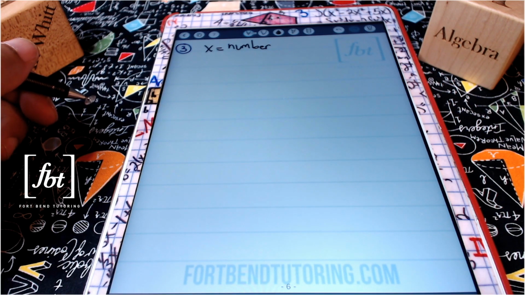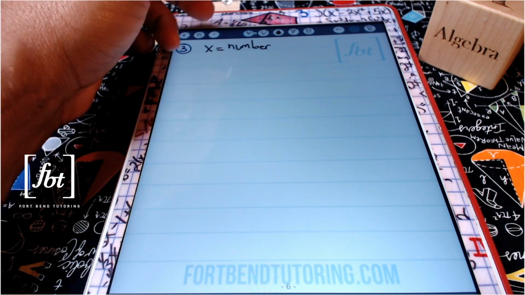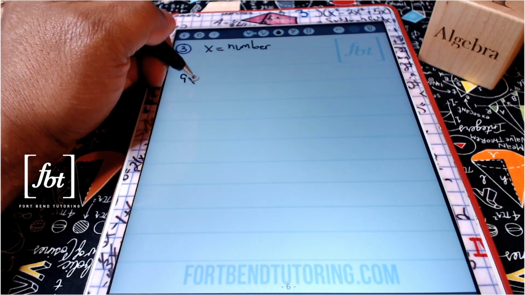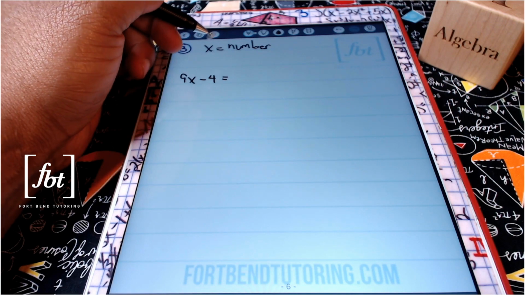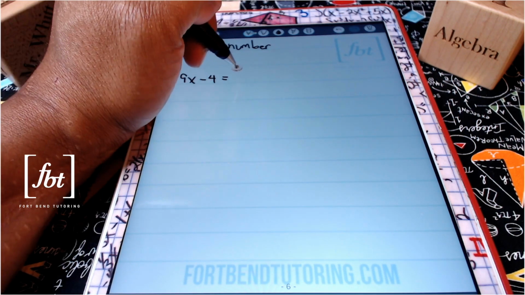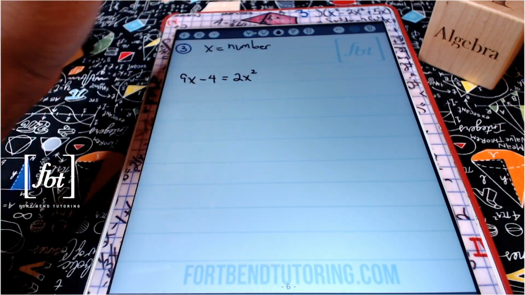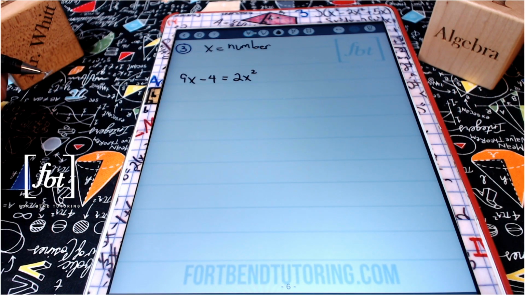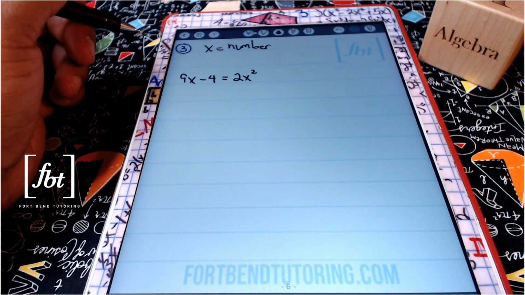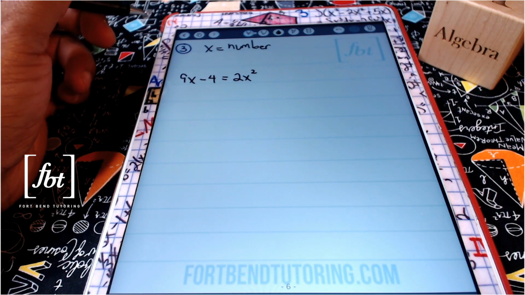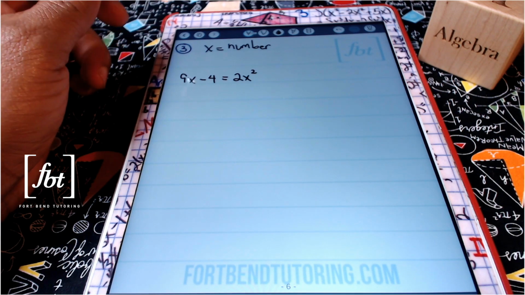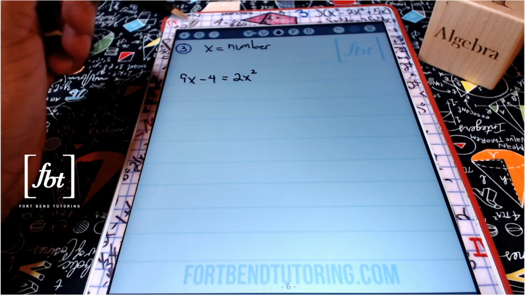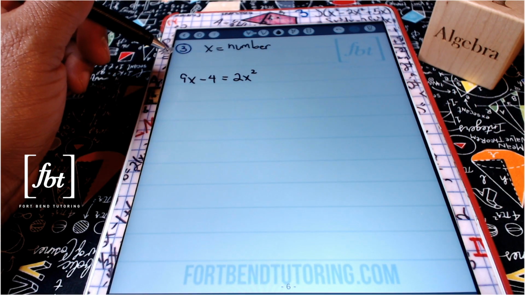It says that when 4 is subtracted from 9 times a number, so I'll write this as 9x minus 4, the result, equal sign, is equal to twice the square of the number. So that means it's 2x squared. So this will be the translation of the word problem for problem number 3. Once again, when 4 is subtracted from 9 times a number, that's what we have on the left here, the result is equal to twice the square of the number. So that gives us 2 times x to the second power, or x squared.